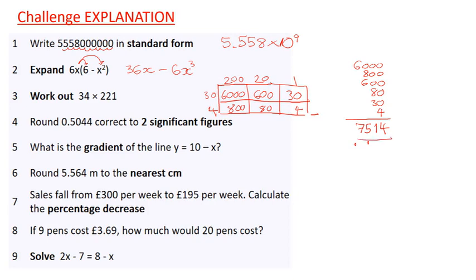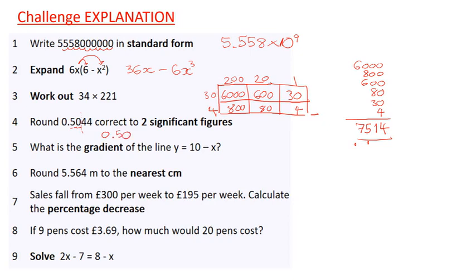Next one, correct to two significant figures. My first significant figure here is my first non-zero digit, which is the 5. My second significant figure is then the 0. Chop it off after that. Check the next digit along, it's a 4, so we're going to leave it as 0.50. 0.50, to two significant figures.